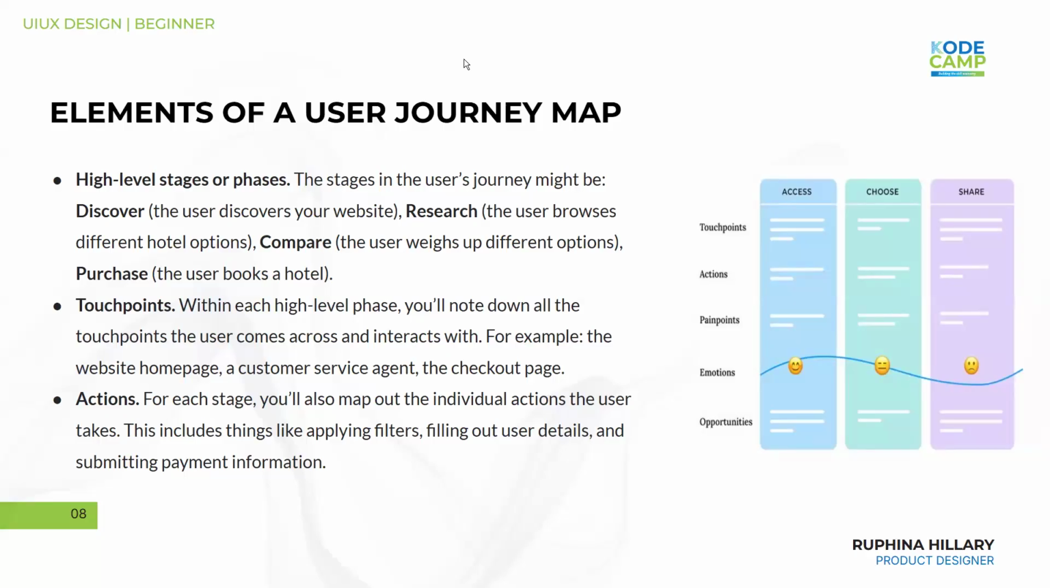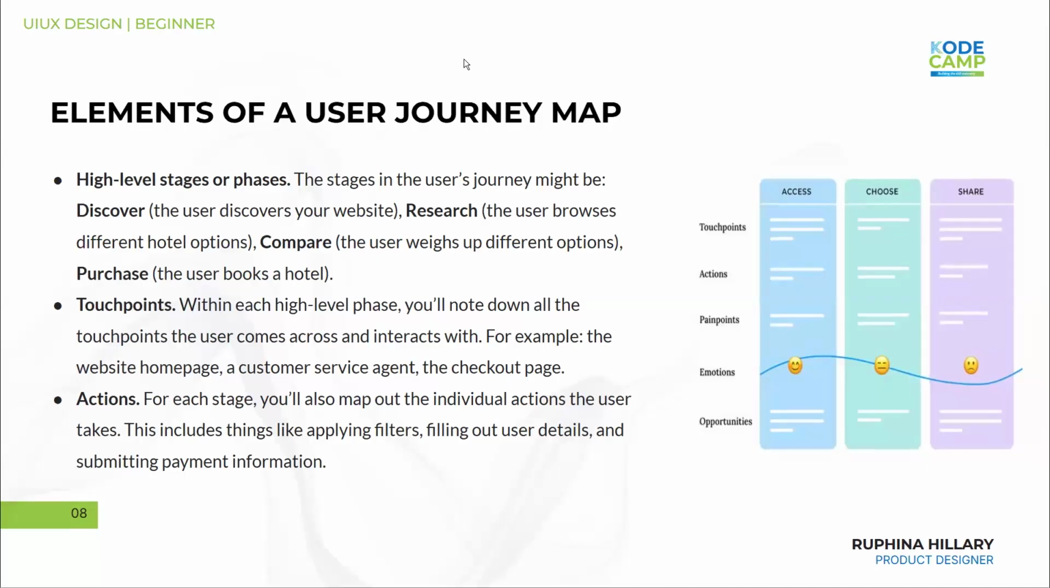Then after research, compare. Here the user weighs up different options. This compare stage is important because, for something like hotel bookings, you probably have to compare different rooms with different prices, different specs and different options. So you have to compare before you make up your mind and decide to purchase.